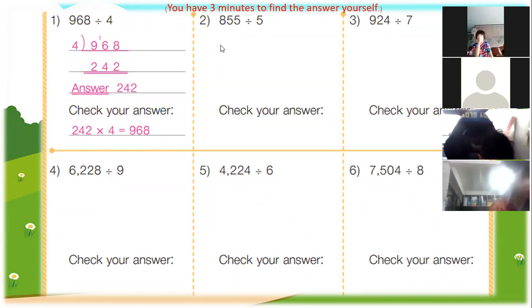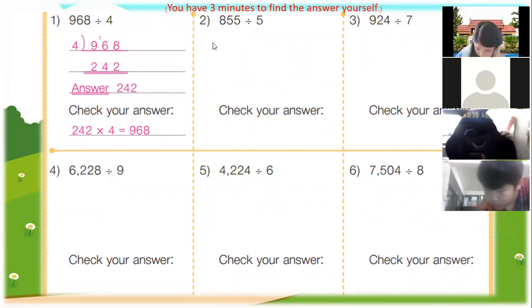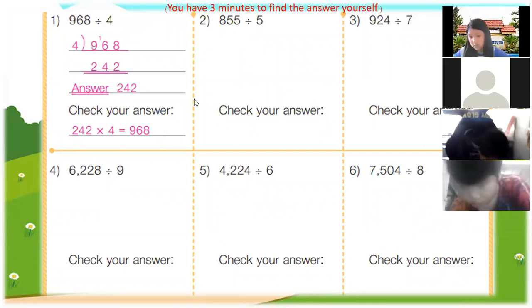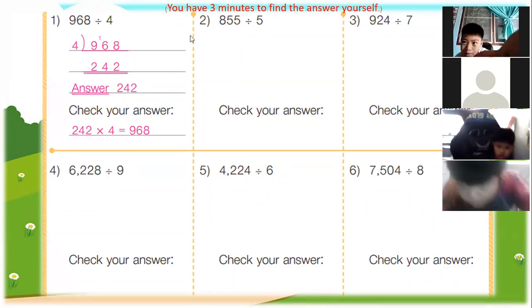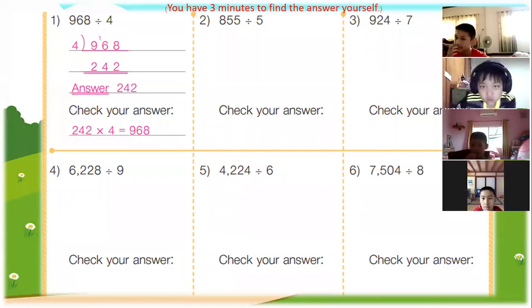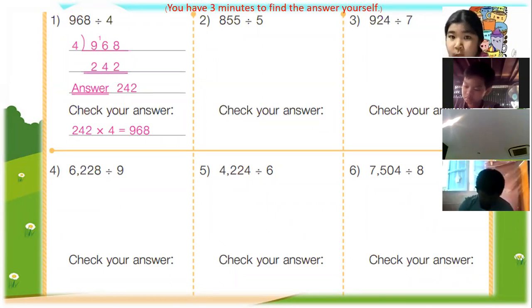So now come to question number 2. 855, and the divisor is 5. So what is your answer? What is the quotient? Who can tell me? Question number 2. Me. All right, what's your answer? My answer is 171. Very good.